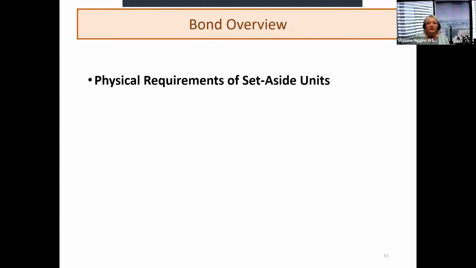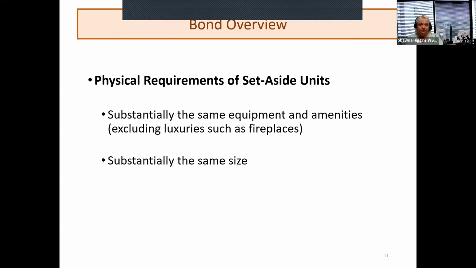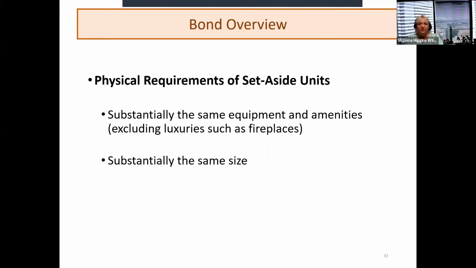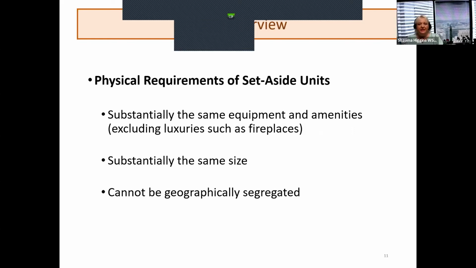So the physical requirements of set-aside units. Substantially, they need to have the same equipment and amenities. If there's a fireplace, that's a luxury, so that could be a little bit different, but you want to make sure that all of the units are pretty much the same and also the same size. You don't want to house all the market units as the bigger units and all of the bond units as smaller ones. That's not how the bond program is supposed to work. And they cannot be geographically segregated either. So basically, you're going to want to make sure all the units are mixed throughout.